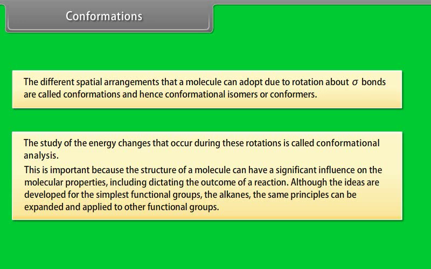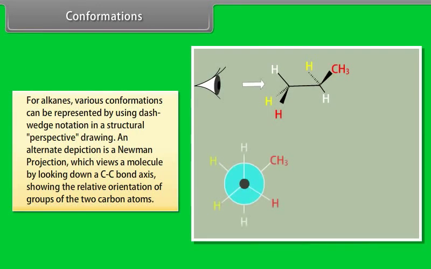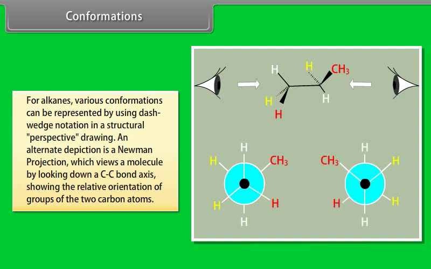Although the ideas are developed for the simplest functional groups, the alkanes, the same principle can be expanded and applied to other functional groups. For alkanes, various conformations can be represented by using dash wedge notation in a structural perspective drawing. An alternate depiction is a Newman projection, which views a molecule by looking down the C-C bond axis, showing the relative orientation of groups of the two carbon atoms.